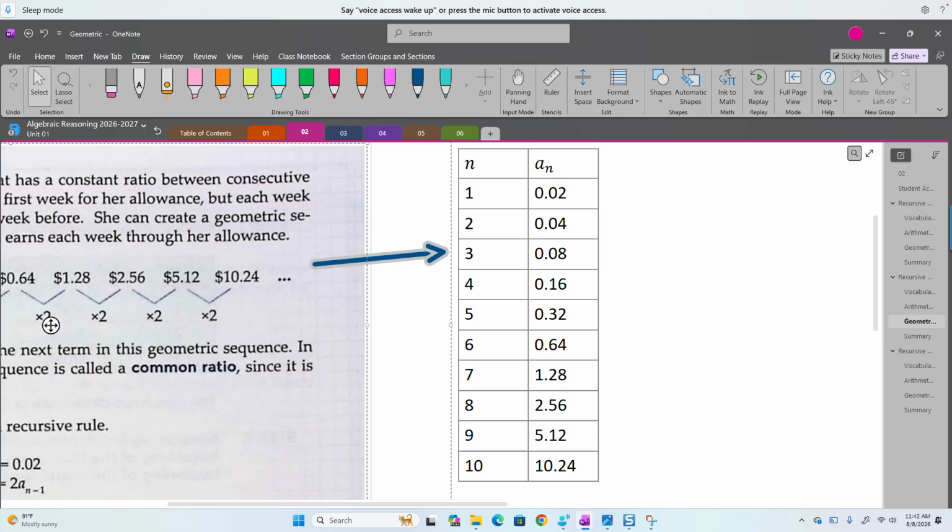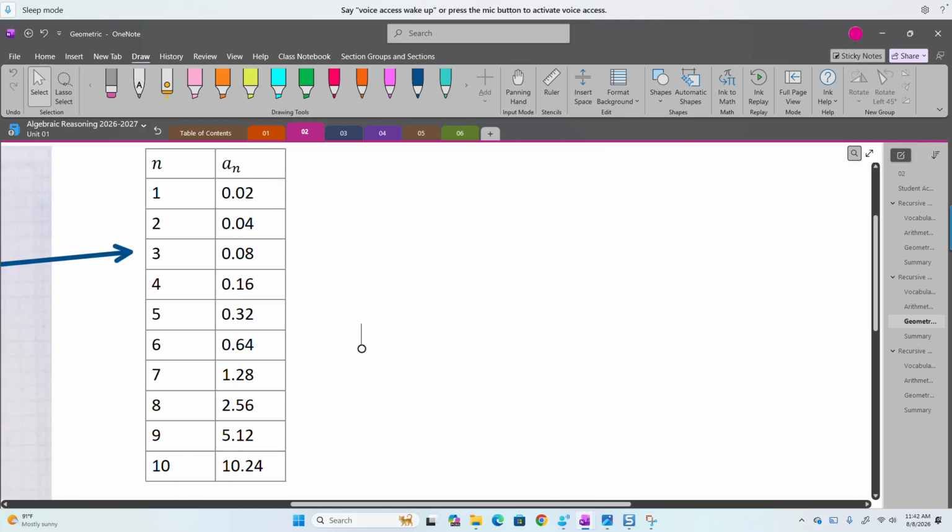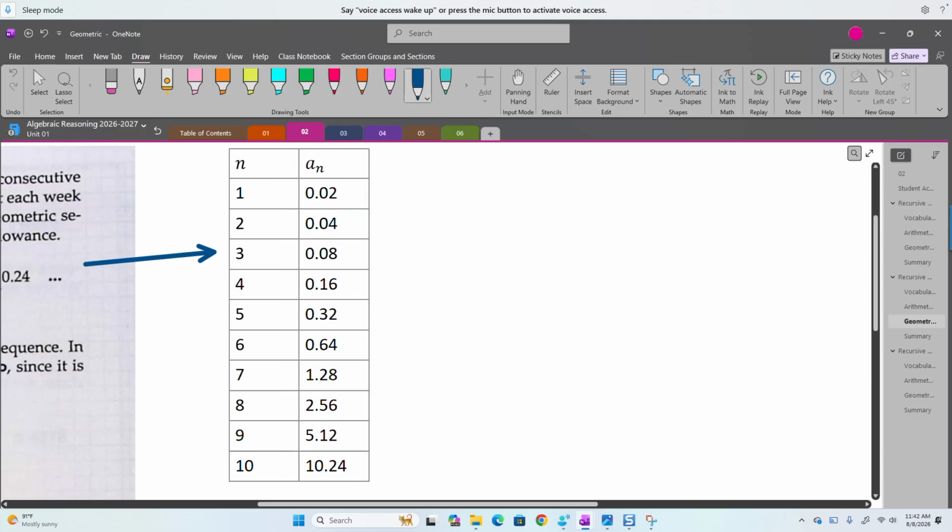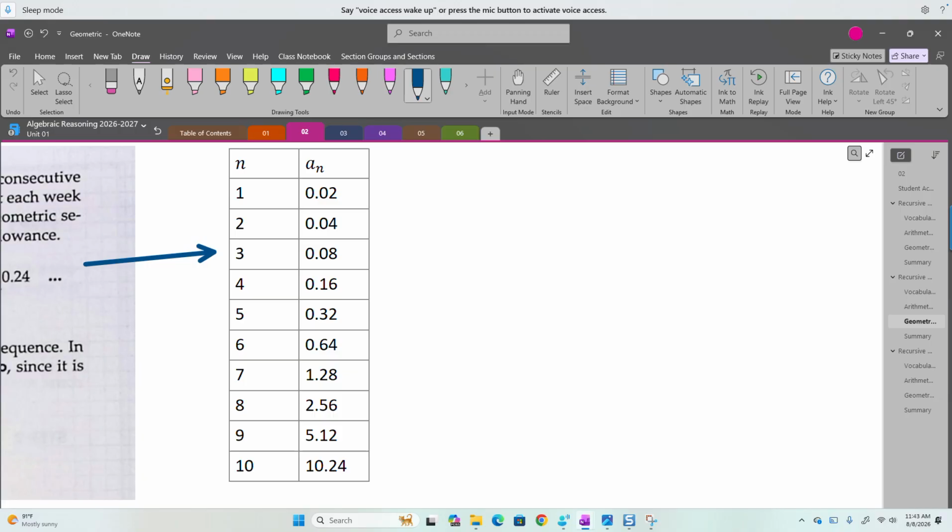Okay, so if I just get this table, and by the way, I realized that yesterday I should have labeled my input as n and my output as a sub n. So just remember, we'll fix that in the tables when we get ready to do that. So n is our step number, and a sub n is our result of that step.